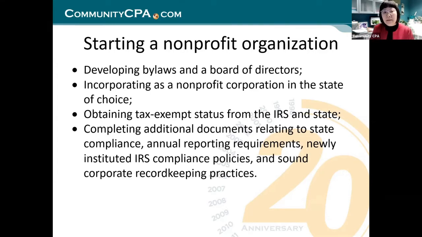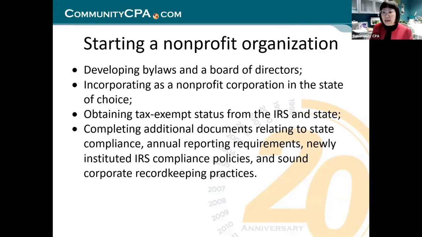So that is what I mean by incorporating as a nonprofit in the state of choice. Then number 3, obtaining tax exemption status from IRS and the state. Some states don't have any additional step to go because when you register with the state, you automatically already choose the nature of the corporation. So there automatically is a nonprofit. You don't need to submit any application.